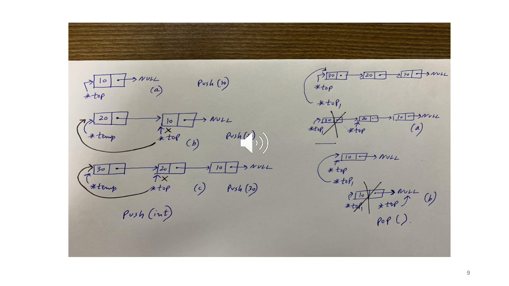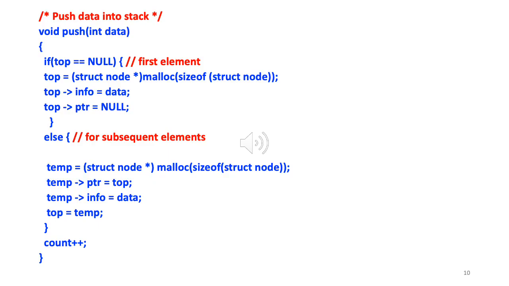Count minus minus, count is 0. And now if we call pop the next time, now top is equal to null will be true. So now because stack is empty, nothing to pop. So I hope now that this pop operation is also clear. Just a matter of deleting the top node and changing the top value to the next node.